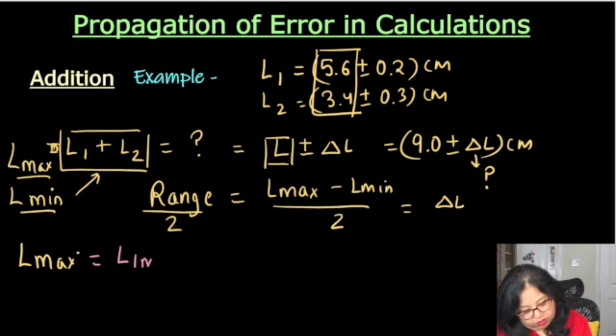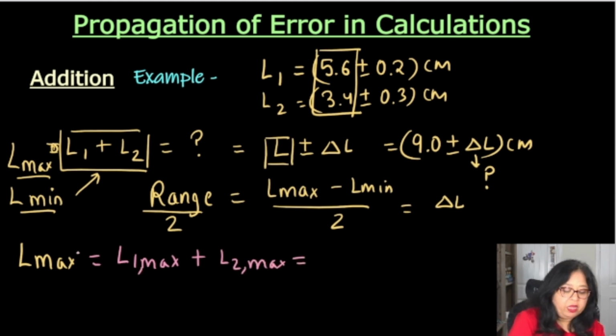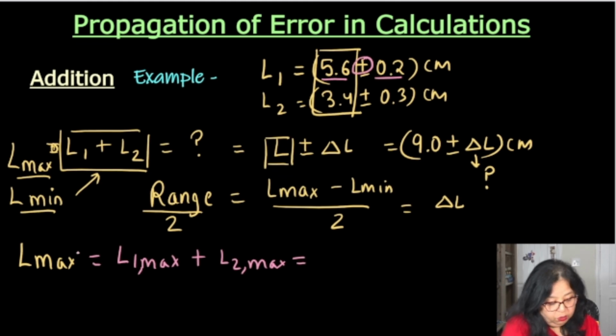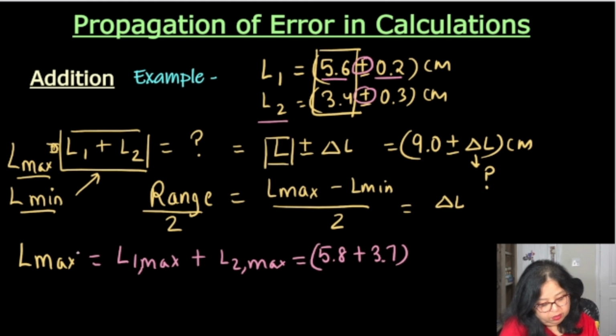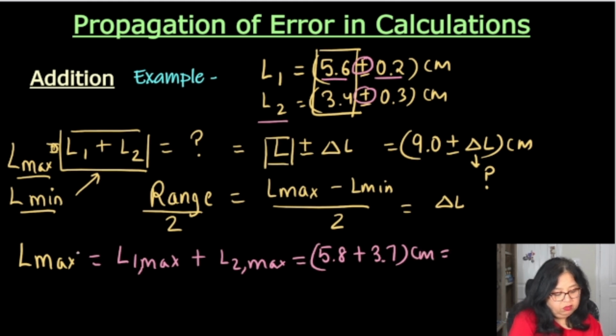Find the maximum value of L1 plus the maximum value of L2. What would be the maximum value of L1 when you use this plus sign here? So that would be 5.6 plus 0.2, which is 5.8. And the maximum value of L2 will be, again, when you use this plus sign over here. So 3.4 plus 0.3 gives you 3.7 centimeters. So this gives me here 9.5 centimeters. Got it?